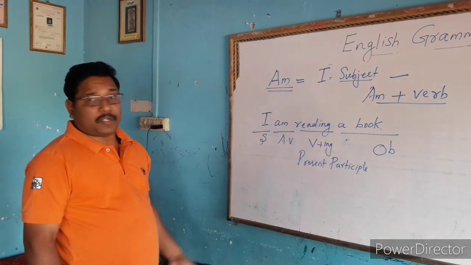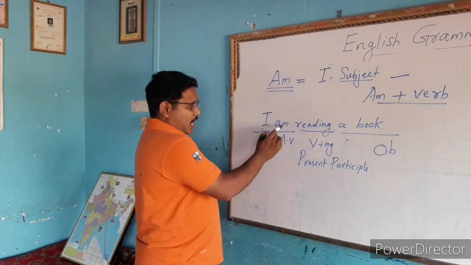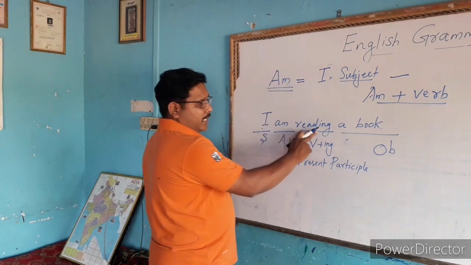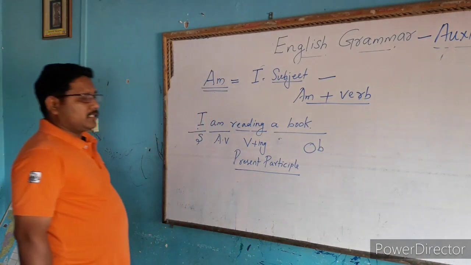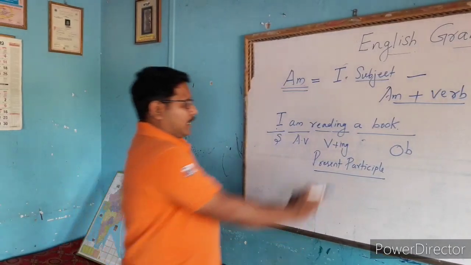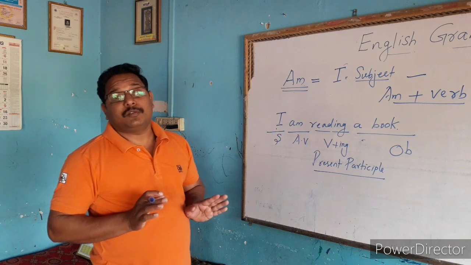See the structure of this sentence. I is the subject. Am is the auxiliary verb. Reading is the main verb, means present participle form of the verb. A book. I am reading a book.